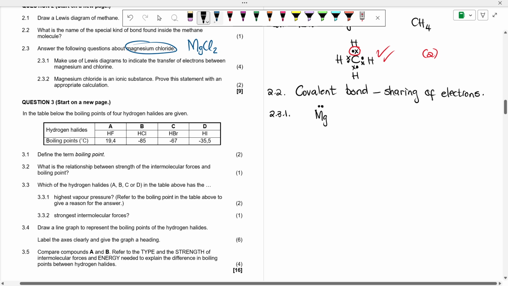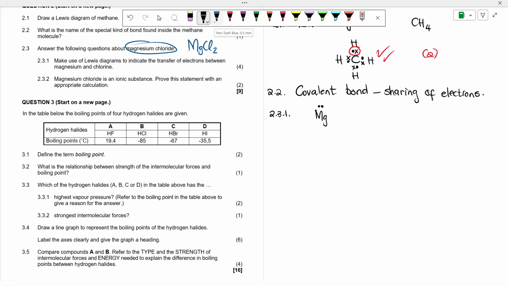So they want us to show the actual transfer of electrons. So I need to show that the magnesium is going to take 2 of its electrons and give them to chlorine. That way chlorine is going to have more electrons while magnesium has fewer electrons. Then they're going to be charged, and after they are charged, they attract to form an ionic bond. So this is formed through ionic bonds. And remember, there is a way to find out that it is an ionic bond, but let me show you how you were supposed to answer this question.